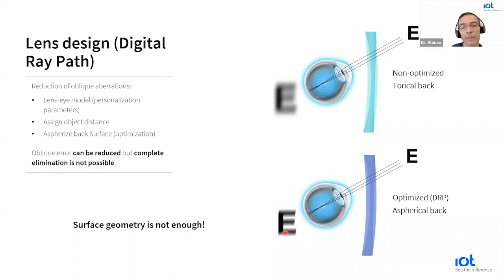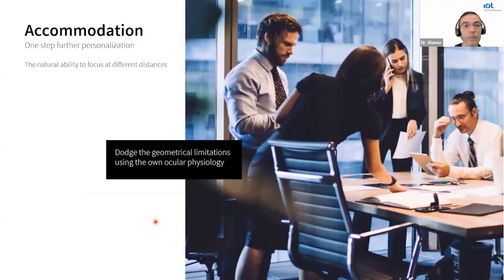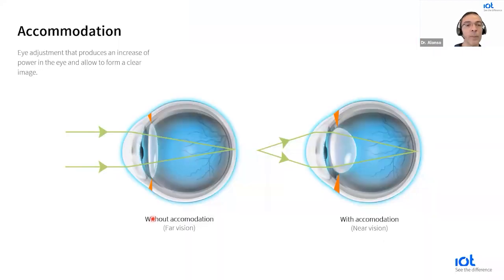But the problem is that no matter how the optimization is made, there is no surface that will restore completely the sharpness of the image for all gaze directions. We can reduce the oblique aberrations, but we cannot eliminate all of them. Surface geometry is not enough. In that sense, we can extend this technology we've been using for the last years, using the ability of the eye to accommodate, accommodation.